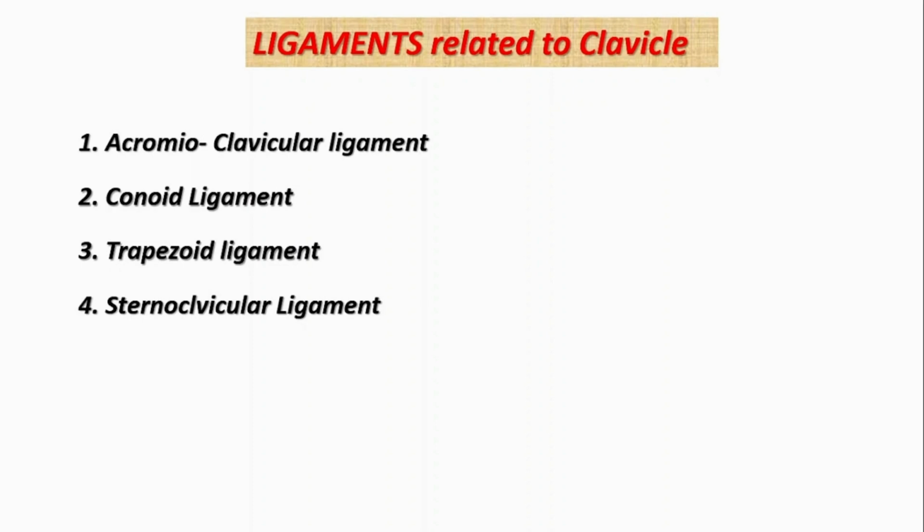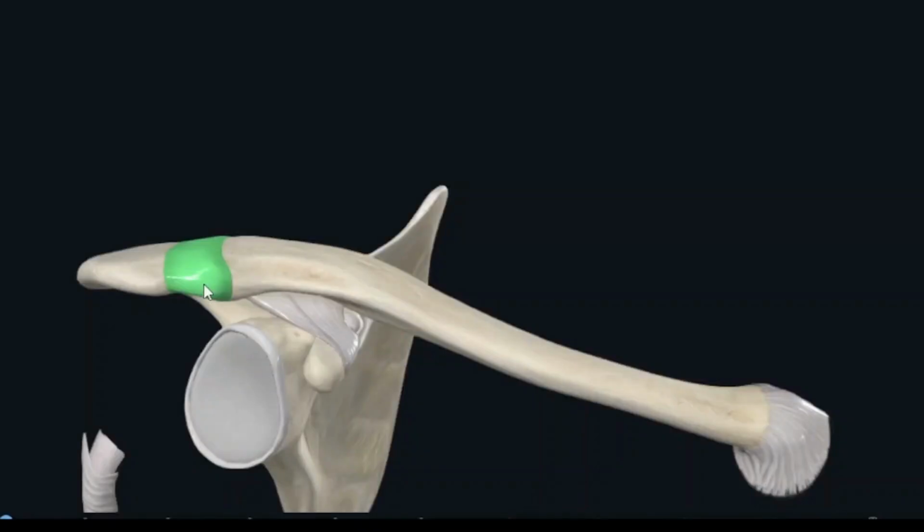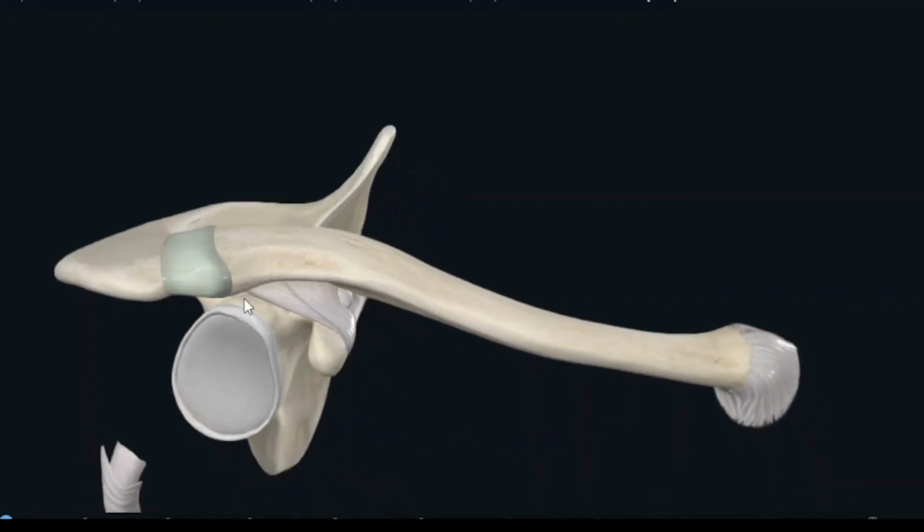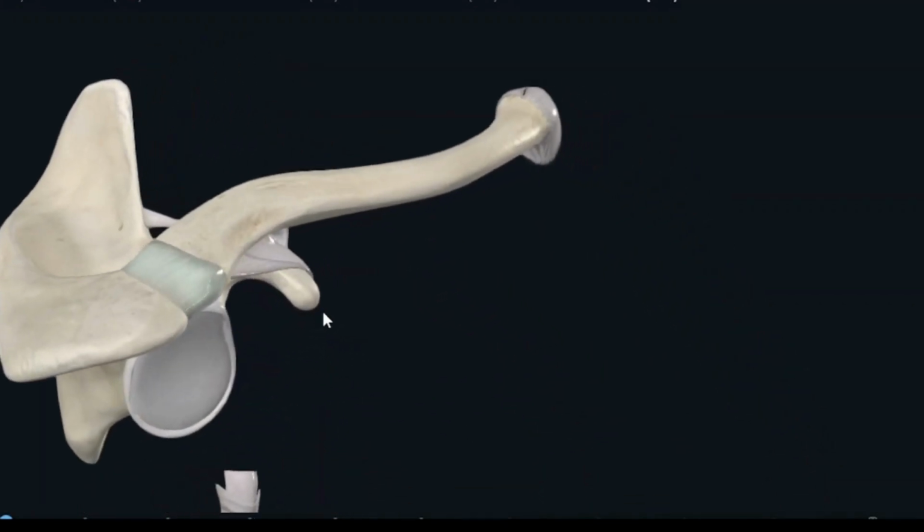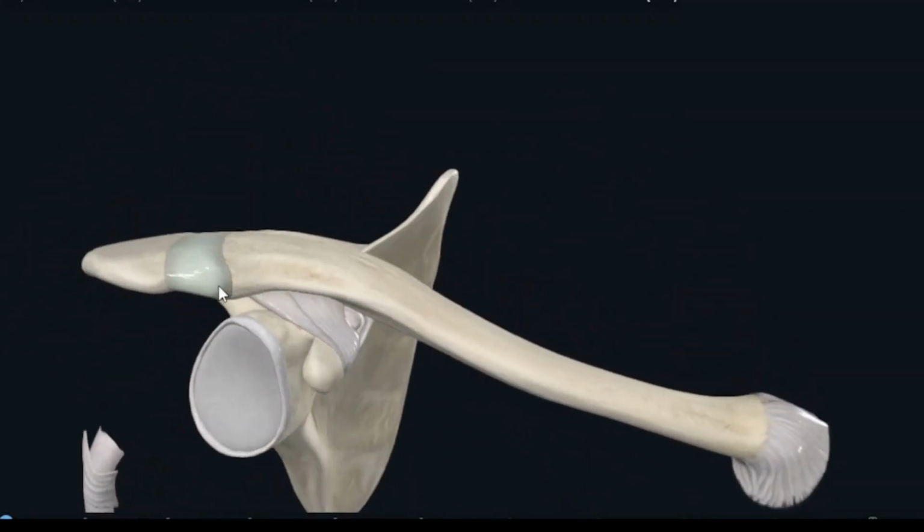Now, let's jump into the animation of these ligaments. This ligament is called the acromioclavicular ligament, which supports the joint between the clavicle and the acromion process of the scapula.